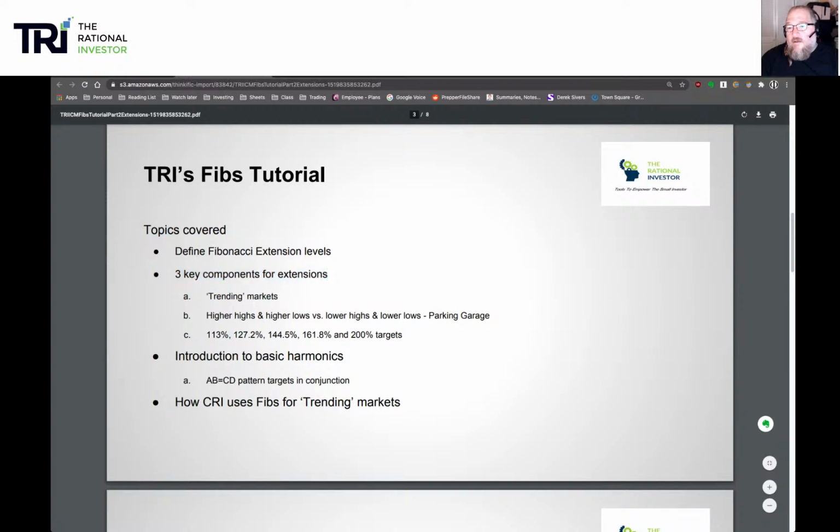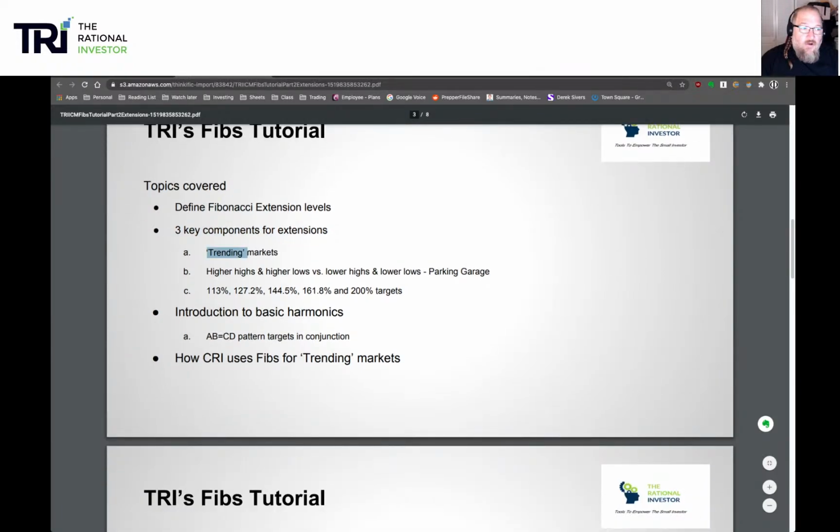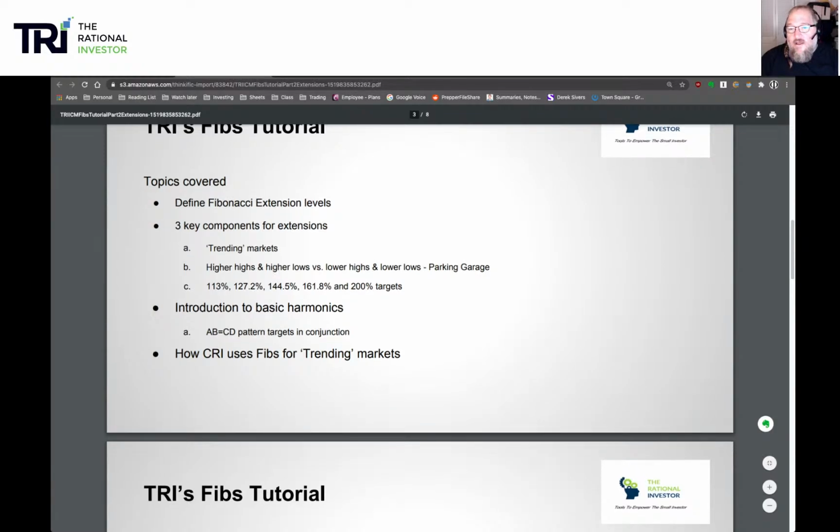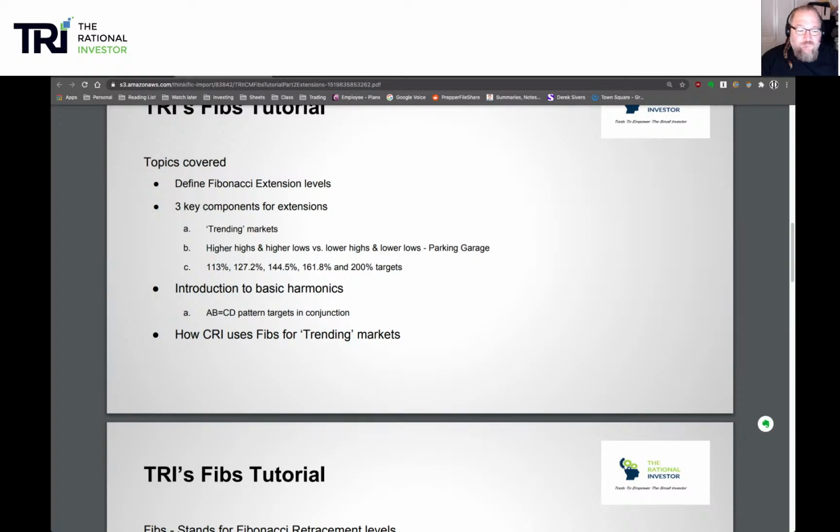Now, extensions work best in trending markets because, again, we're looking at having gotten in on a trend and we're looking at where to take profits. Trends are defined by higher highs and higher lows, or lower highs and lower lows, right? Very often, price will park itself in what we call the parking garage. That's the distance between the 161.8% and 200% extensions. But the other key levels we use are 113%, 127.2%, and 144.5%.